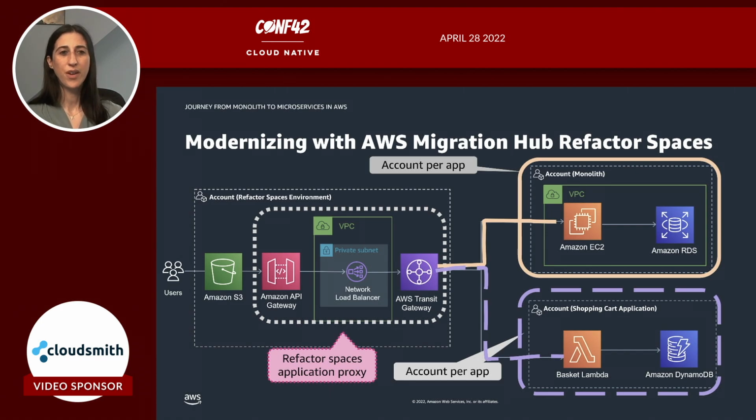So here we're using Refactor Spaces. It is orchestrating the networking and traffic routing requirements for us. It's creating that network fabric that we talked about earlier with the reverse proxy. And this way, the monolith and the new microservice are able to communicate directly across different AWS accounts, and our users are not impacted by any changes that are happening as we are refactoring with chip and innovate this monolith.